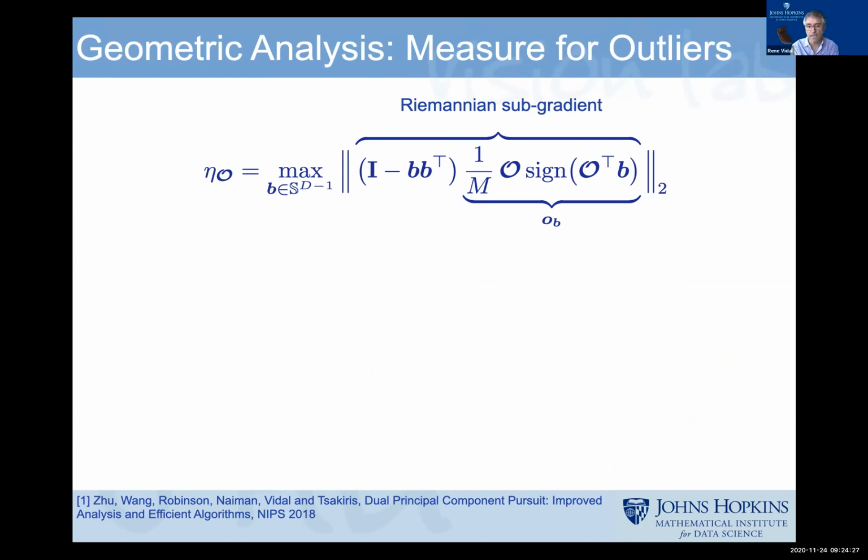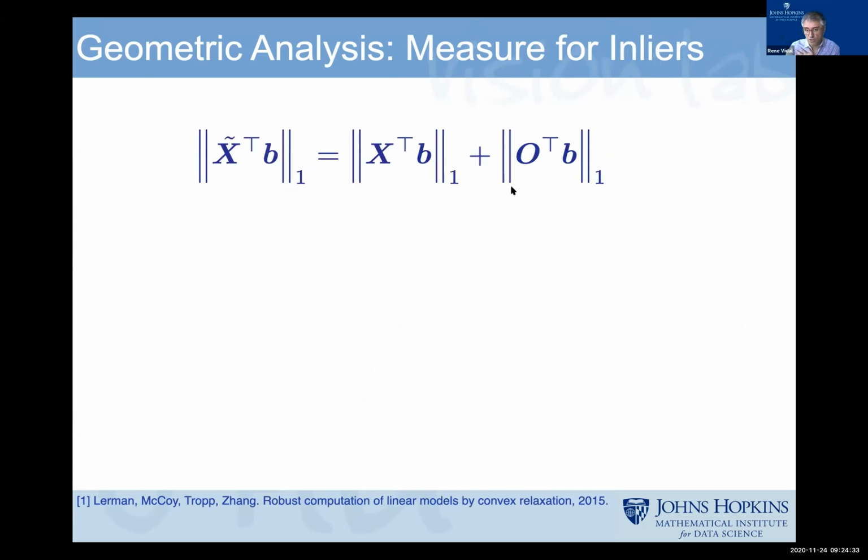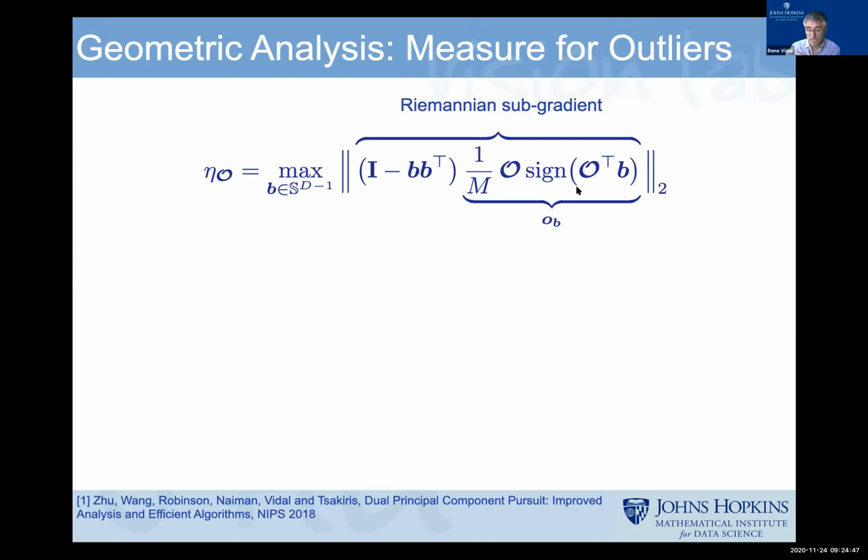So the first one really is just the norm of the objective. So in fact, let's go back to the objective. The objective on the outlier term is O transpose B. So the subgradient of O transpose B with respect to B is really the sign of O transpose B times O. And that's what you see here. And then this matrix, identity minus BB transpose, is just a projection. So it's the projection of the gradient onto the tangent space to the sphere. And the norm of that vector is what this eta O is. And we're going to try to find the vector with the largest such norm.